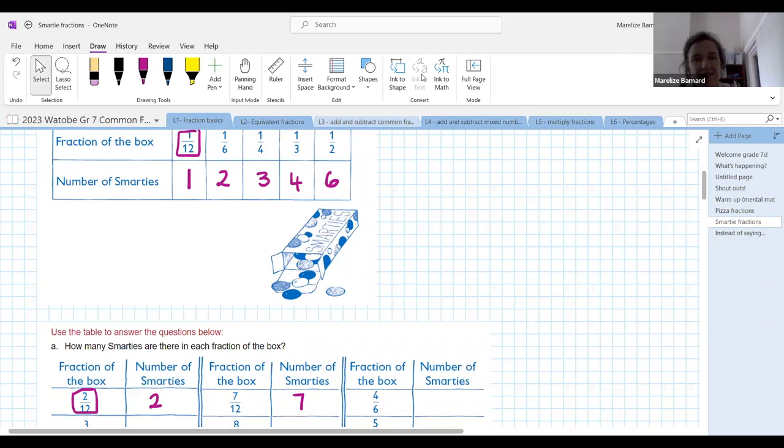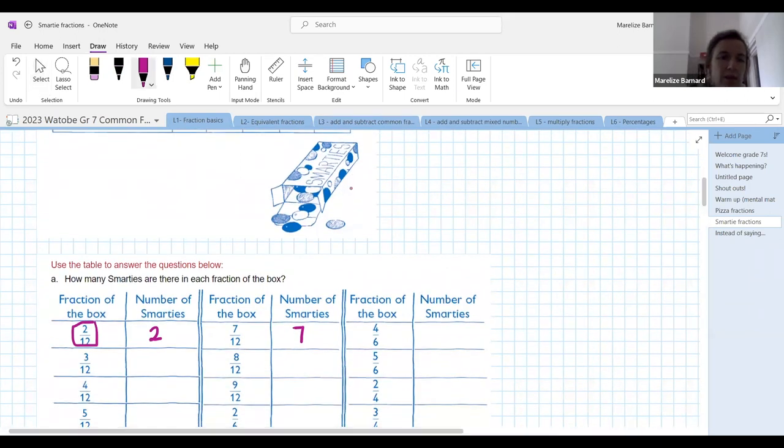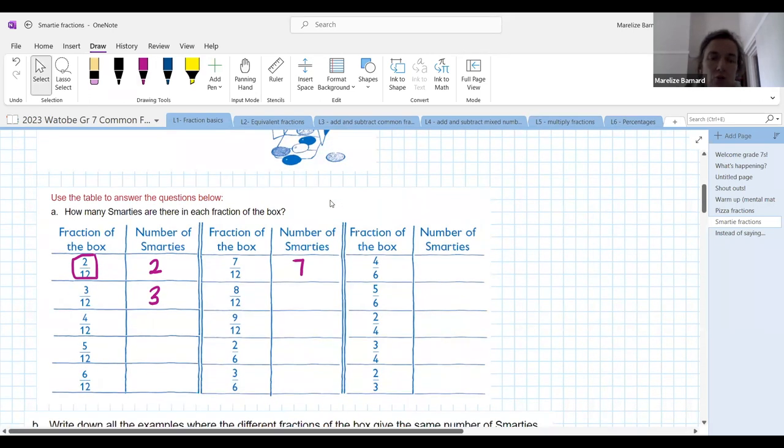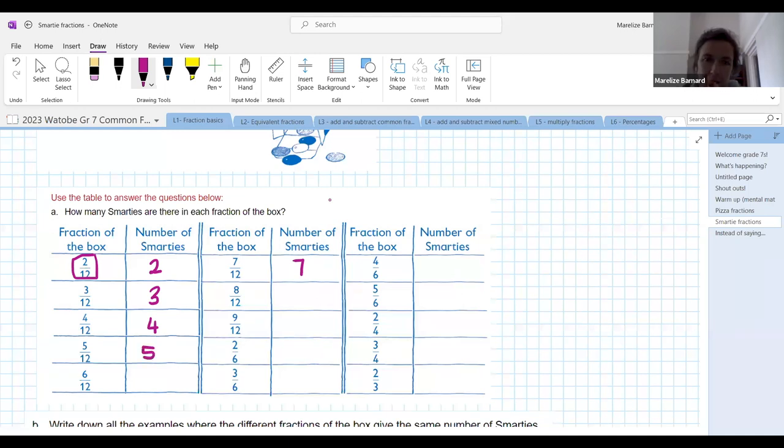Okay. Right, let's carry on. What about 3/12? We said 1/12 is 1. How many will 3/12 be? That'll be 3. Good stuff, guys. And then 4/12? Will be 4. And 5/12? 5. Right? And what do we notice? There's a bit of a pattern here. So 6/12 is going to be 6 Smarties. Okay, and then 8/12? 8 Smarties. And 9/12 will be 9 Smarties.